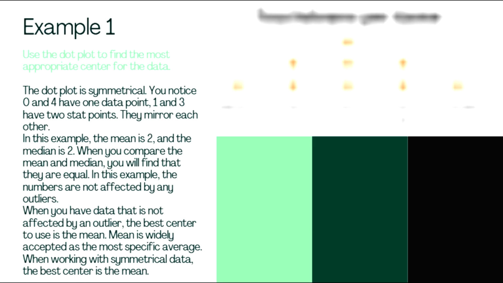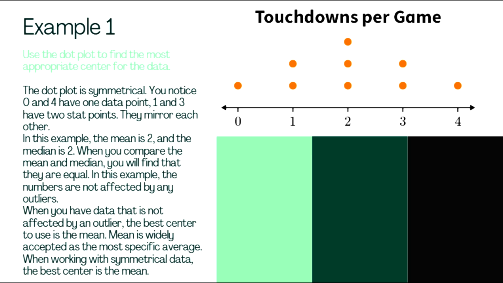Okay. Here's example number 1. Use the dot plot to find the most appropriate center for the data. The dot plot is symmetrical. You can see that. Okay. You notice 0 and 4 have one data point, and 1 and 3 have 2 data points. They mirror each other. In this example, the mean is 2, so the median is also going to be 2. They match. When you compare the mean and median, you will find that they are equal. In this example, the numbers are not affected by any outliers. There's nothing weird going on here.